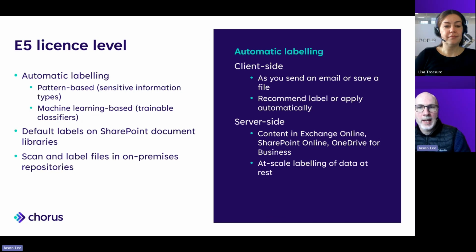Just a note on that automatic labeling, there are two ways of doing it. You can do it on the client side. So client side automatic labeling happens as you're sending an email or as you're saving a file. And as well as applying labels automatically, you can recommend a particular label to a user. So for example, if your policy is detecting financial information in an email, it can recommend to the user, hey, it looks like you're adding financial information. We recommend that you apply this confidential label. So that can be a really useful way of nudging users towards a particular classification.